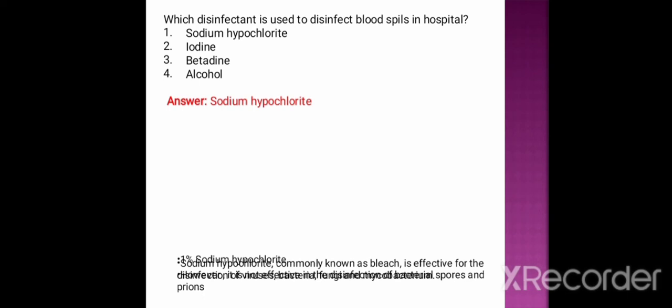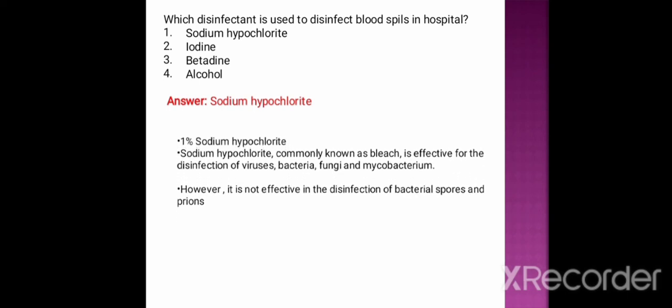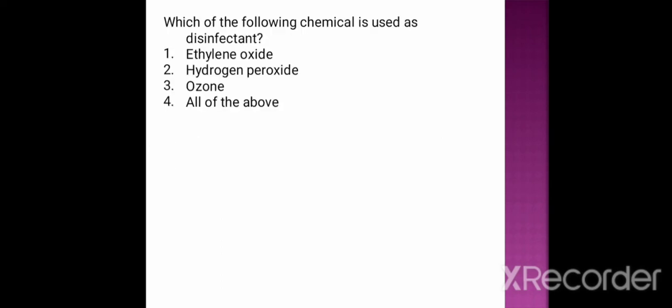Next question. Which disinfectant is used to disinfect blood spills in hospital? Option 1, sodium hypochlorite. Option 2, iodine. Option 3, betadine. And option 4 is alcohol. And the correct option is sodium hypochlorite. 1% sodium hypochlorite is used to disinfect blood spills in hospital. Sodium hypochlorite, commonly known as bleach, is effective for disinfection against virus, bacteria, fungi, and mycobacterium. However, it is not effective against bacterial spores and prions.